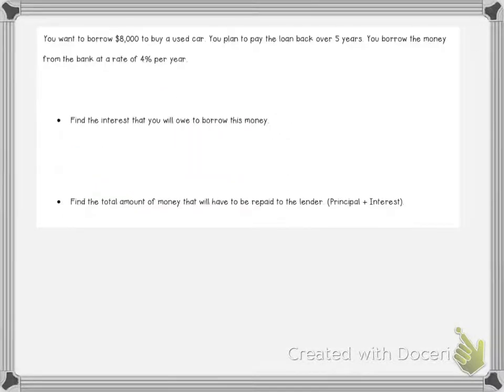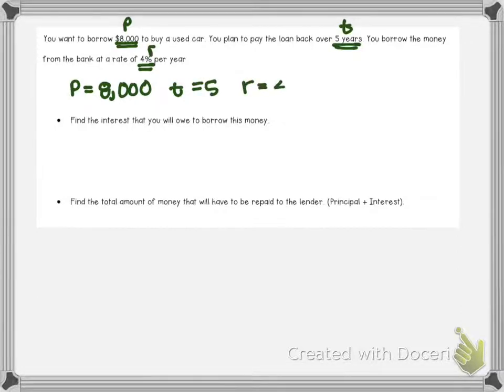So let's practice. Number 1 says that you want to borrow $8,000 to buy a used car. You plan to pay the loan back over 5 years. You borrow the money from a bank at a rate of 4% per year. So here we have P, principal. I like to write what they gave us. Principal is $8,000. Then they gave us time of 5 years. And they gave us R, which is the rate of 4%.